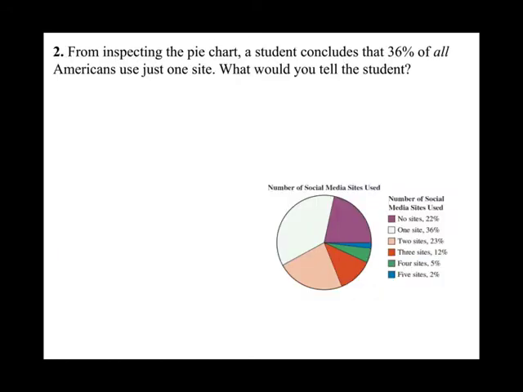From inspecting the pie chart, students conclude that 36% of all Americans use just one site. What could you tell the students? Based on the numbers here, only using one site is 36%. The students are correct, right? But think about it. We cannot conclude that 36% of all Americans use just one site. This is an online survey and may not represent all online adults well, and may not represent all Americans.